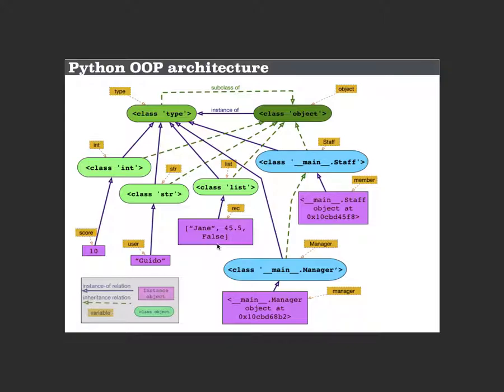These two are intertwined. If you ask the root object, what are you? He'll say, I'm an instance of type. If you ask type, what are you? He'll say, I'm an instance of type itself, but I'm a subclass of object. So in the class hierarchy, this stands at the topmost. In the instantiation hierarchy, this stands at the top.